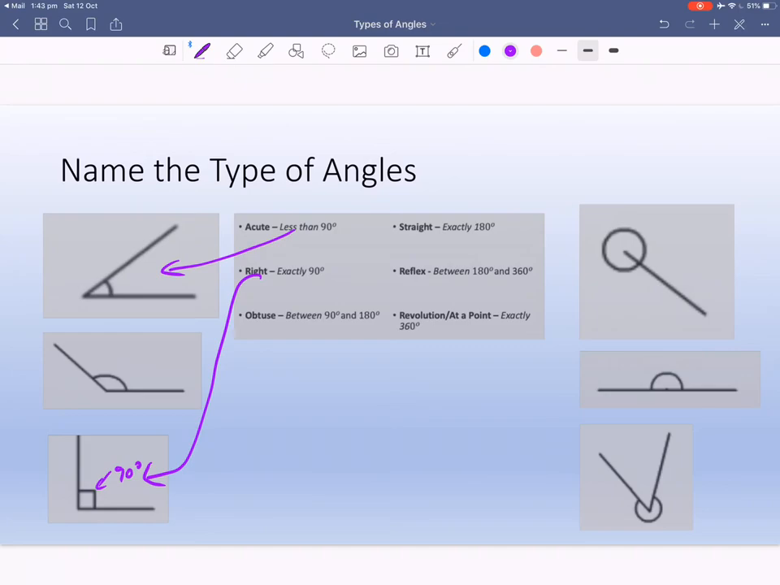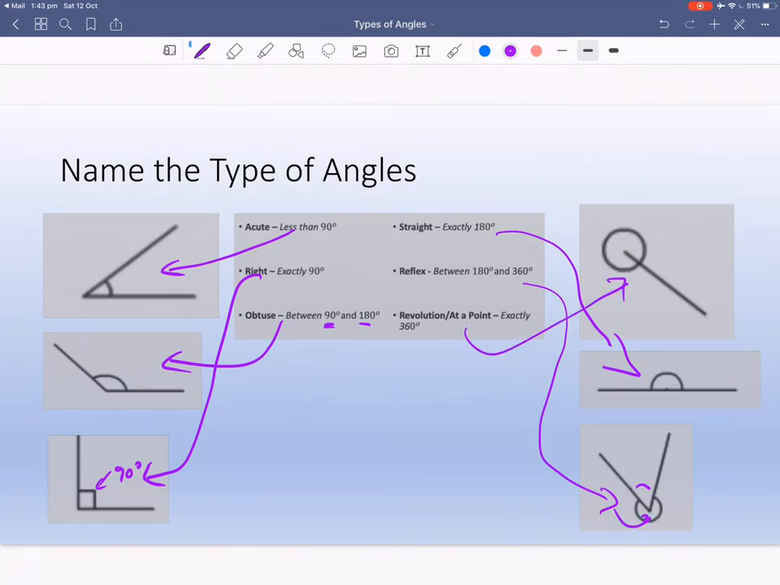Obtuse, well, that's between 90 and 180, so it looks like it's there. A straight line is exactly, well, I know what a straight line looks like. That's one there. A reflex between 180, so that looks like that one there because it's not marking that angle, it's marking that angle. And revolution, well, that's one right there.